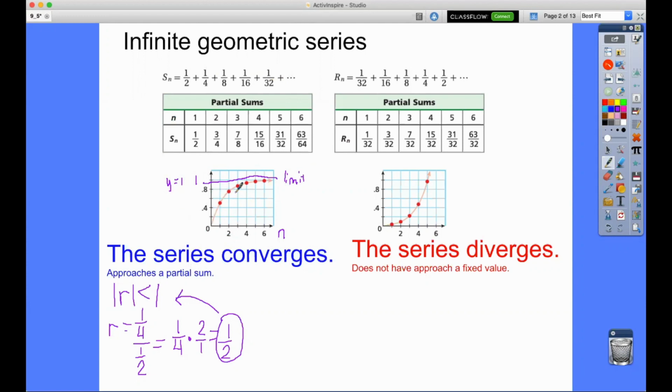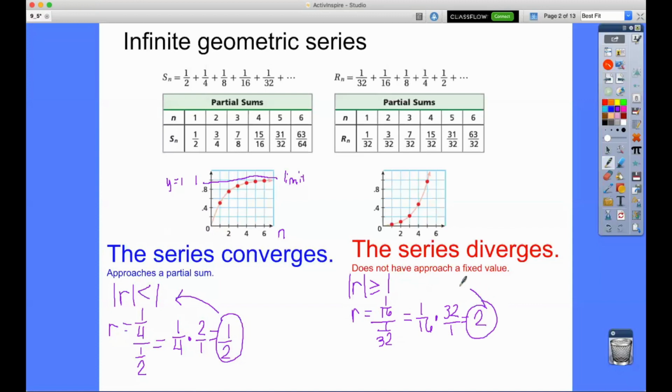Similarly, if we now move on to the series that diverges, we look at the common ratio. In this case, the absolute value of that ratio must be greater than or equal to 1. Let's observe this second example, R sub n. Let's take 1/16 over 1/32. Let's go ahead and simplify and find our ratio. I'll take the numerator and multiply it by the reciprocal of the denominator. Thus, we end up with a 2.